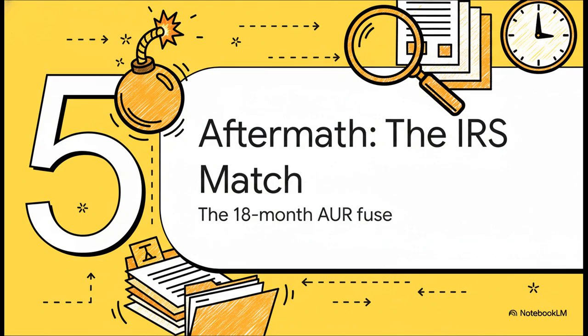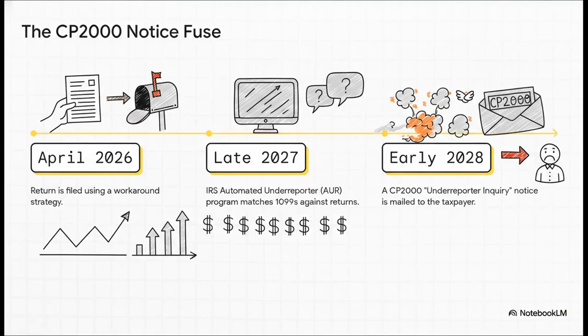Now, just because you filed the return doesn't mean you're out of the woods. You have to remember that the IRS's computer matching program, the AUR, runs on a very long delay. Think of it like a really long fuse. And this timeline really shows you what I mean. Let's say you file the return in April of 2026. The IRS computers don't even start matching the 1099s to returns until late 2027. This means that the CP2000 notice, the one that says your client underreported their income, probably won't even show up in their mailbox until early 2028, a good 18 months after you filed.